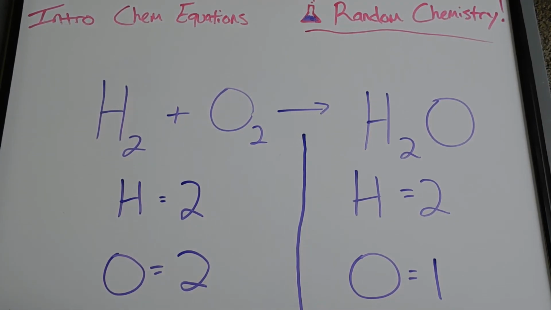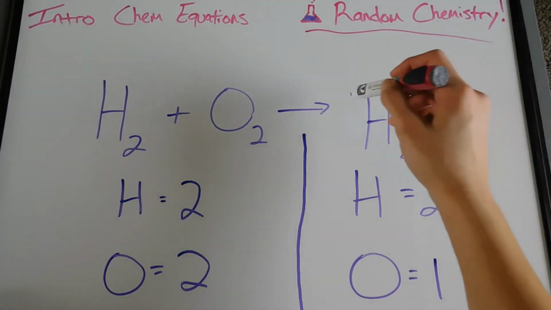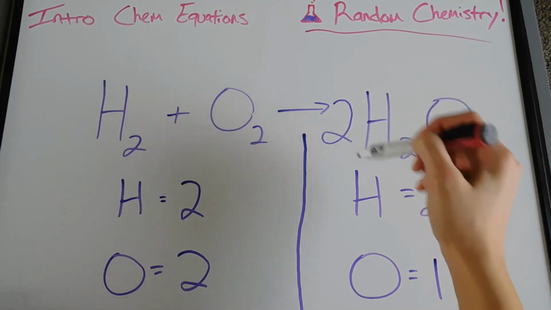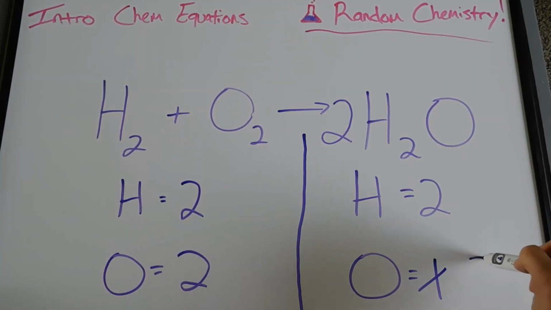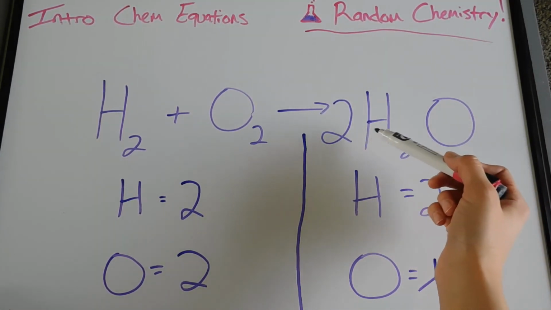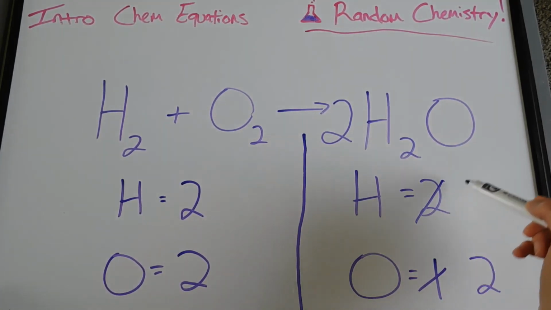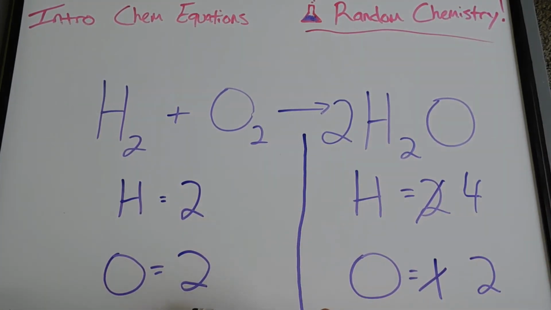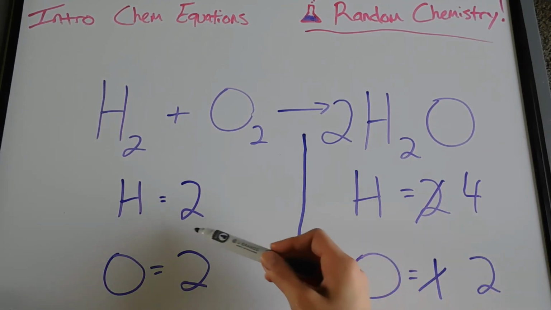So what I want to do is make the number of oxygen on this side match the number on this side. So in order for me to have 2 on this side, I need to have a coefficient of 2. So this gives me 2 oxygens now, because 2 times 1 is 2. But remember, when you add a coefficient, you have to multiply everything in the formula. So this means I need to multiply hydrogen by 2. So I have 2 hydrogens times 2 gives me 4. So now my oxygens are balanced, 2 and 2, but my hydrogens are not.